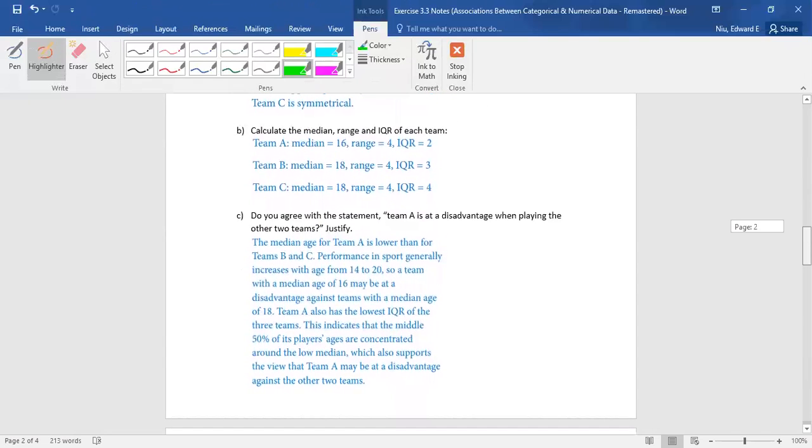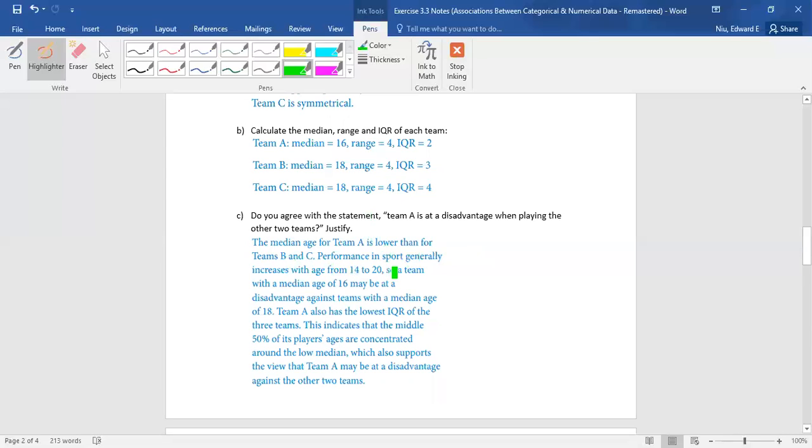So, do you agree with the statement, Team A is at a disadvantage when playing the other 2 teams? Justify. Well, you would compare the medians. Team A is significantly younger. They've got the same range as the other 2 teams, but their interquartile range is slightly lower. So what does this mean? The median age for Team A is lower than teams B and C, as we identified.